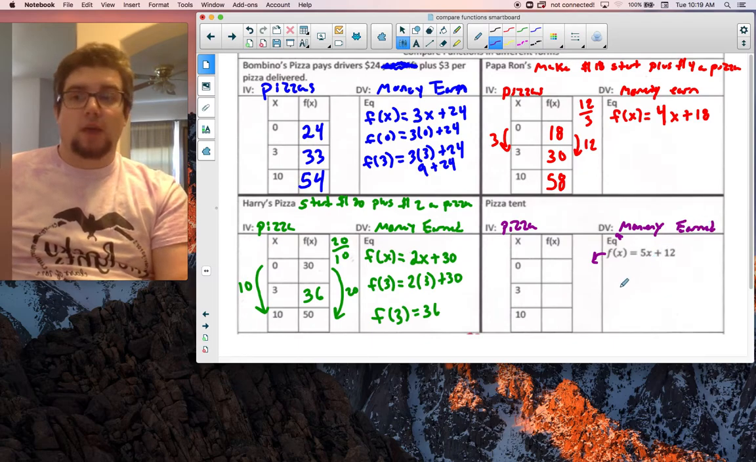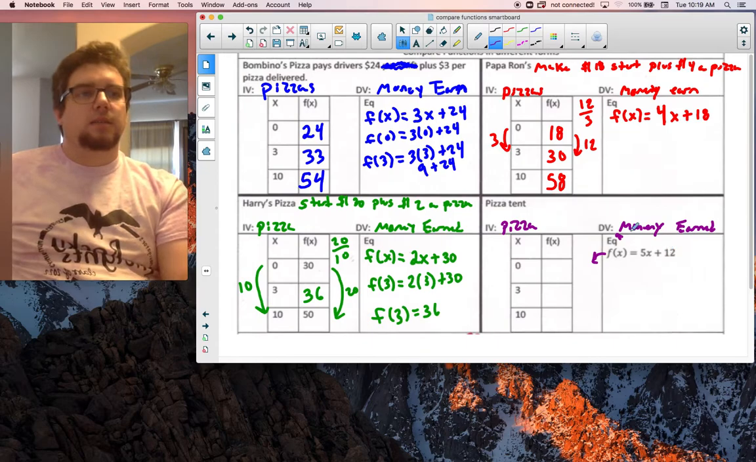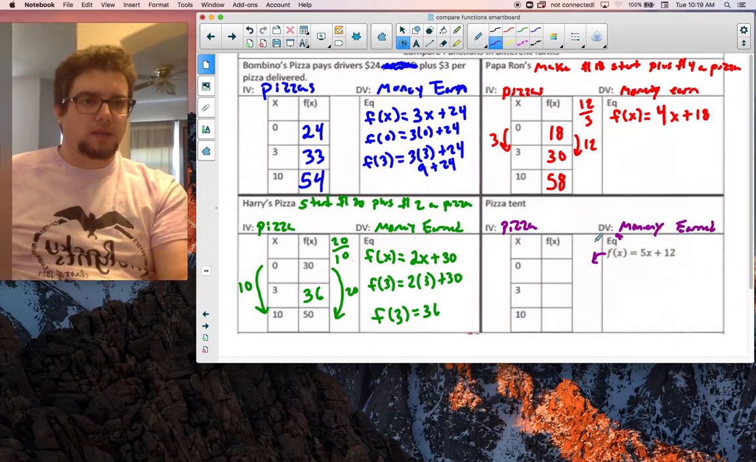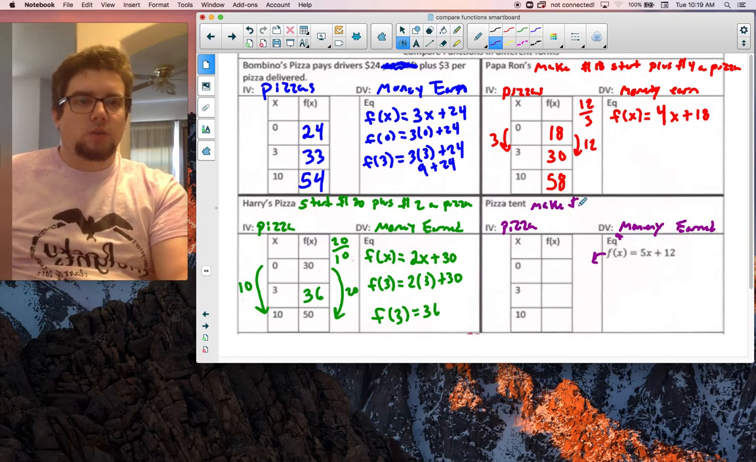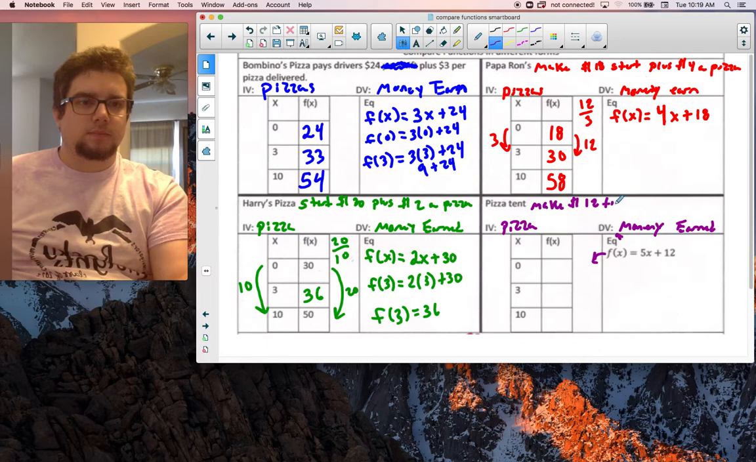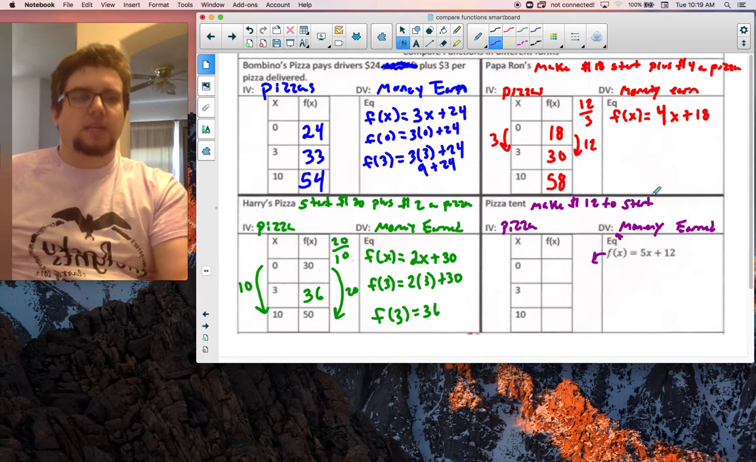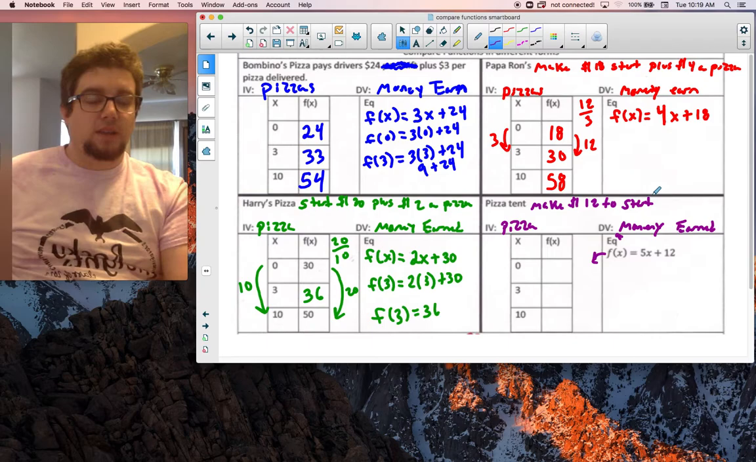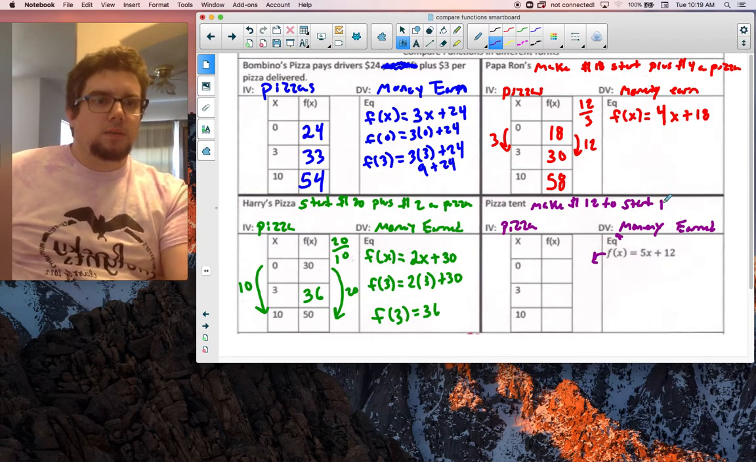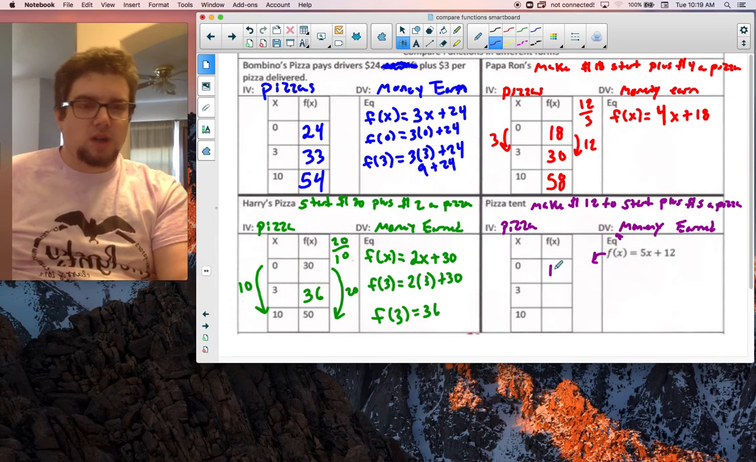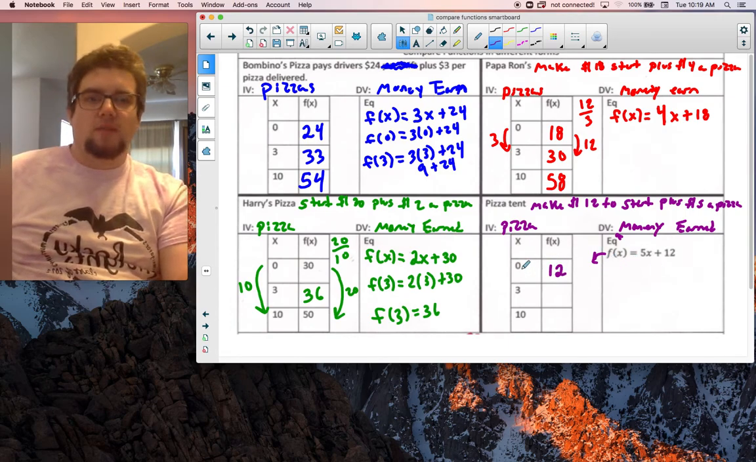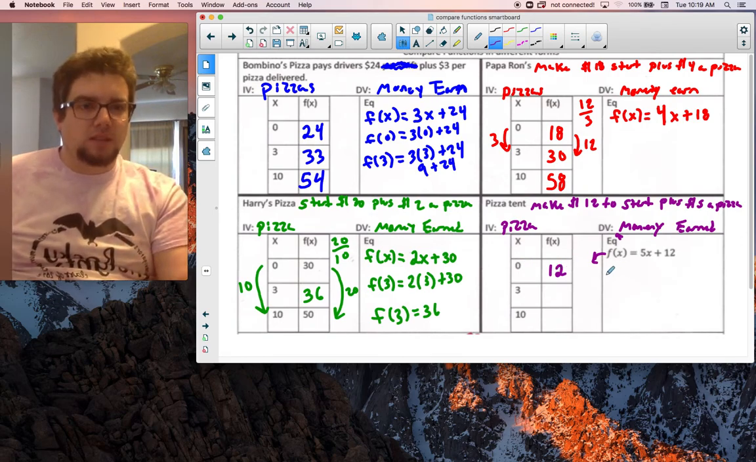We could also go and graph this if we wanted to. Let's make the words because that should be the quickest. So at Pizza Tent, we only make $12 a shift. So Pizza Tent is really awful to work on those slow days, I should say. But on those really busy days, we make $5 a pizza. So we start off with $12 for the shift. We haven't delivered a single pizza, but we made $12.